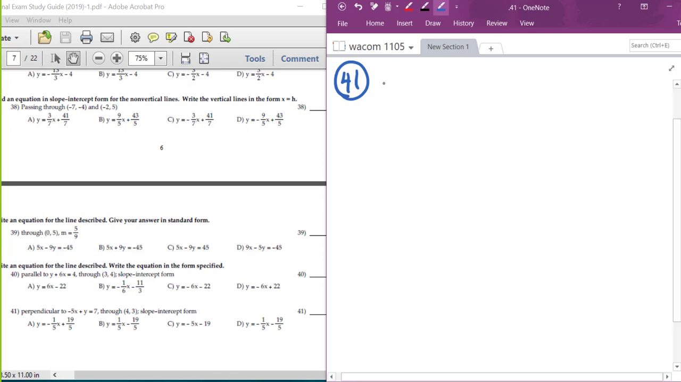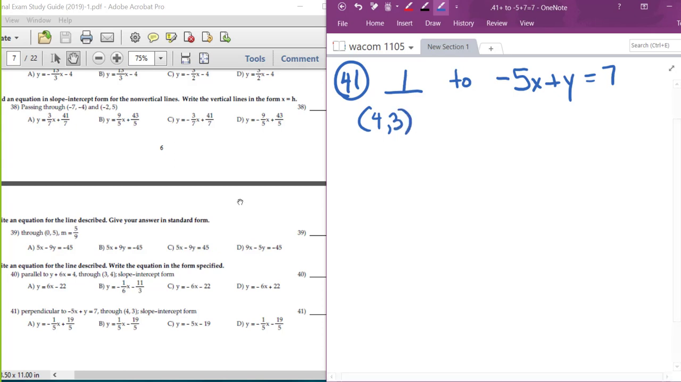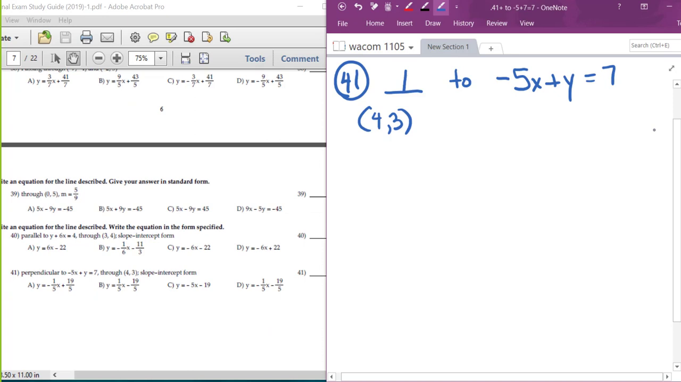So for 41, I want my line to be perpendicular. This symbol means perpendicular to negative 5x plus y equals 7. And it's going to pass through (4, 3). So there's our question. The first thing you have to get is the slope of that line, and then you have to change it because your line is perpendicular to that line. So to get the slope of that line, isolate your y.